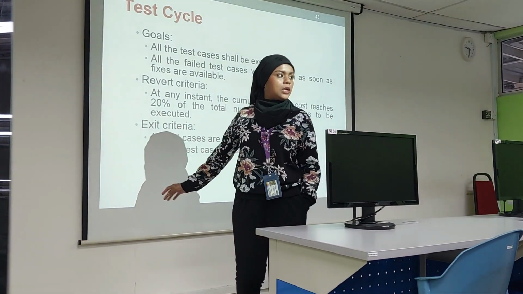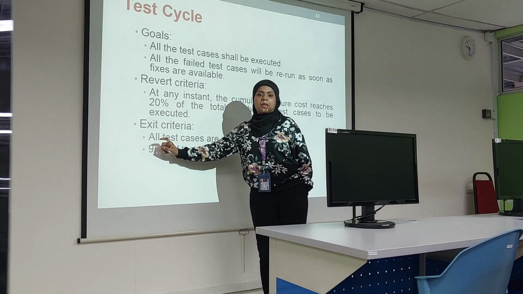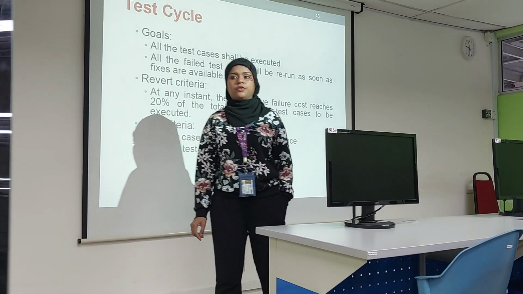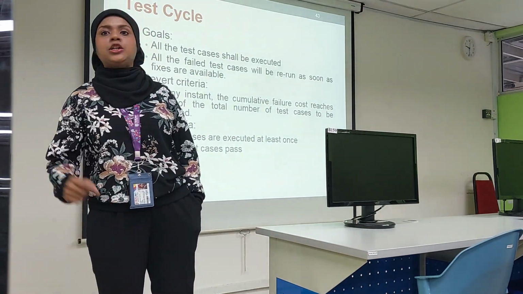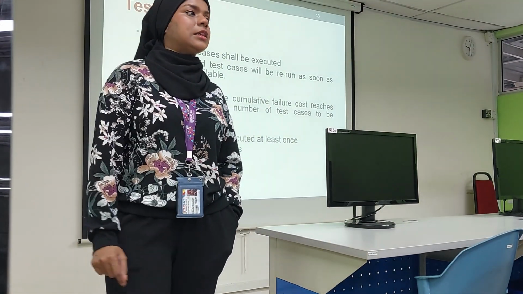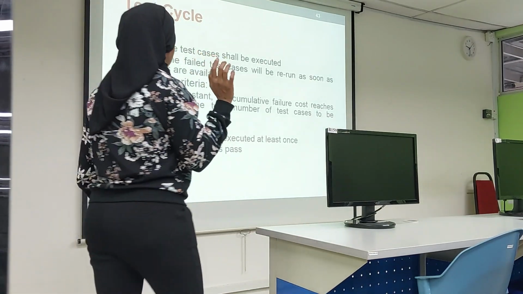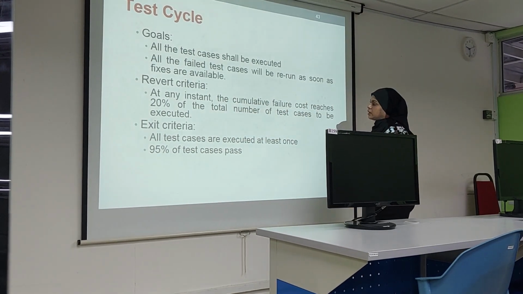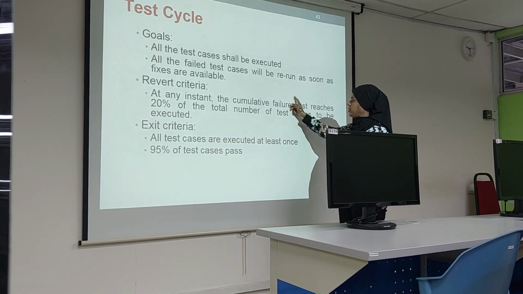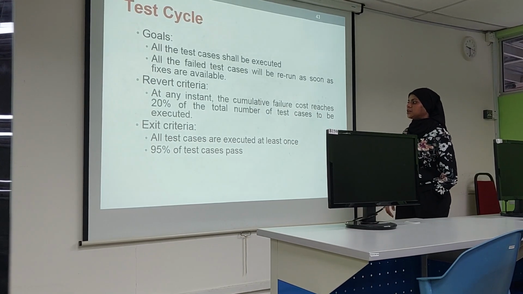So now when it's fixed, from 7% we only get 3% of failed test cases. So this still achieves what we want for our test exit criteria. When we are able to achieve our test exit criteria, it means we are done. Got it? Okay.